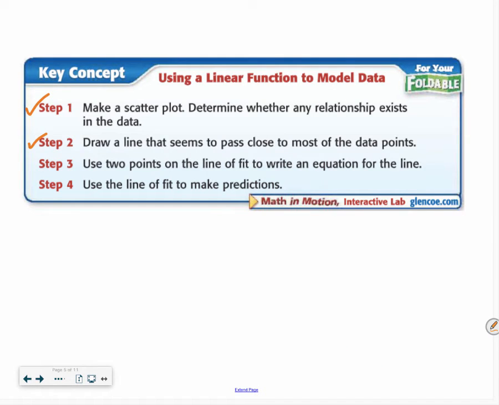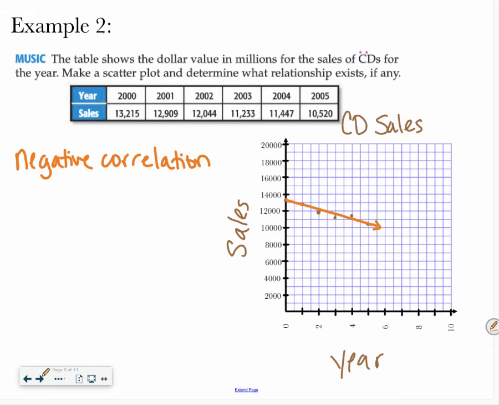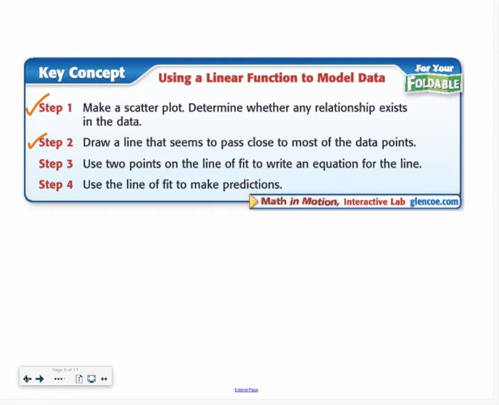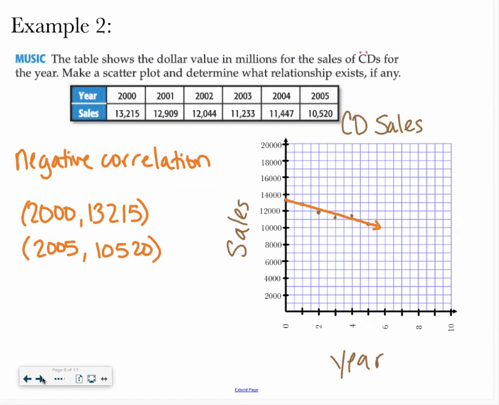Step 3, use 2 points on the line of fit to write an equation for the line. So what 2 points can I use? I used my 2000 and 13,215. And I ended up going through my last point as well, 2005 and 10,520. Okay, so I have 2 points. Now, what do I want to do? I want to use the 2 points of the line of fit to write an equation for the line. Let's write something in y equals mx plus b form.